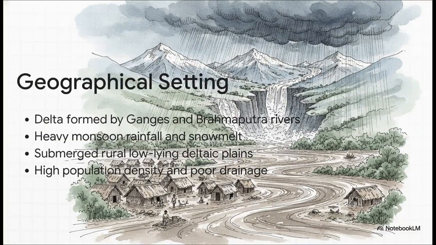So how did this happen? Well, a crucial part of your A-level analysis is connecting the physical geography to the flooding event itself. Bangladesh sits right on a vast, low-lying delta formed by the mighty Ganges and Brahmaputra rivers. Back in 2007, they faced this devastating combination of heavy, intense monsoon rainfall and a dramatic increase in Himalayan snowmelt surging through those rivers. The rivers just completely overwhelmed their channels, they spilled out and submerged these rural, low-lying deltaic plains where drainage is historically pretty poor and the population density is incredibly high.